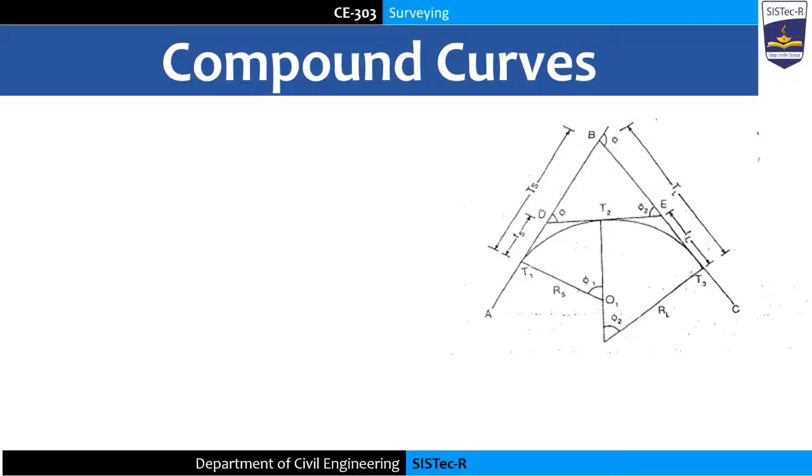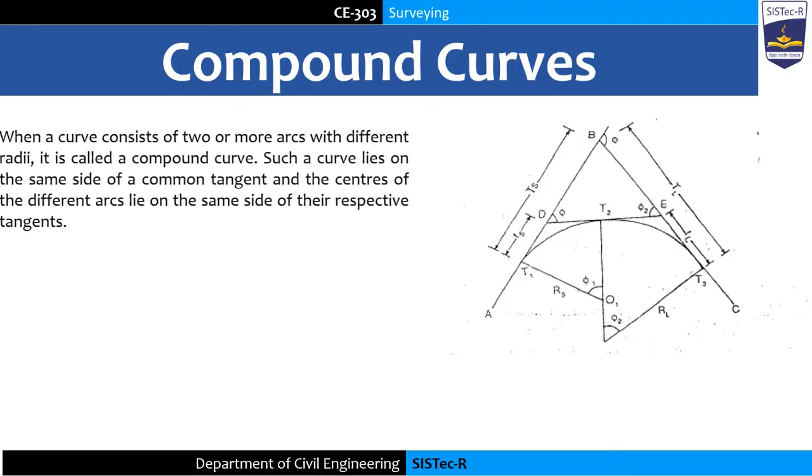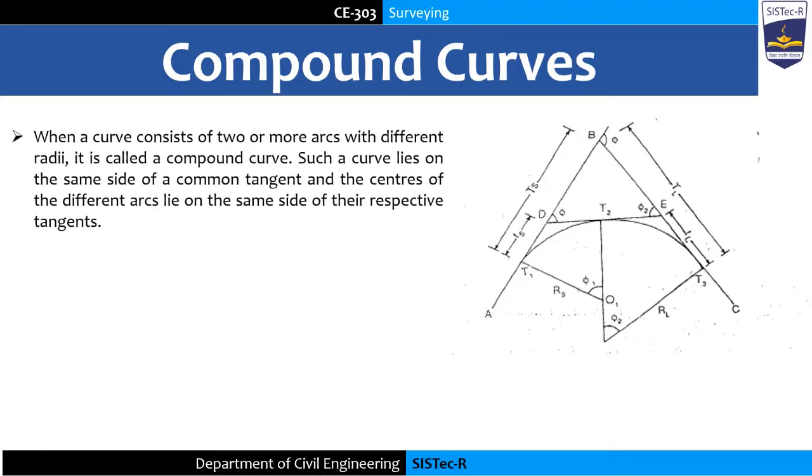First we will see the basic definition of a compound curve. When a curve consists of two or more arcs with different radii, it is called a compound curve. जब जो हमारा कर्व है वो अलग अलग आर्क से होगा जिनका रेडियस अलग अलग होगा, the radius of both arcs will be different.